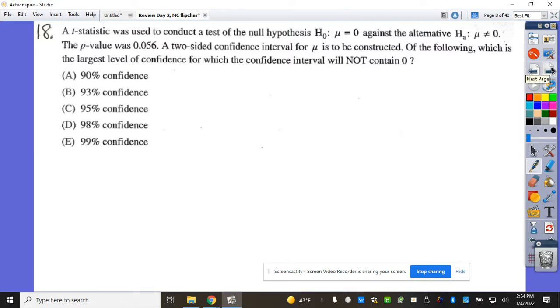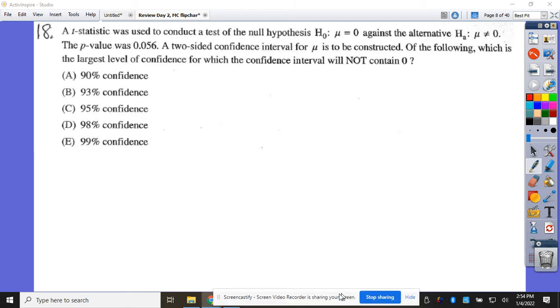All right, 18. Now, this one I do think is difficult because there's so many tiny pieces that you kind of have to think through to get there. So a t-statistic was used to conduct a test of the null hypothesis of mu equals 0 against the alternative mu does not equal 0. So what kind of test is this? Two-sided.